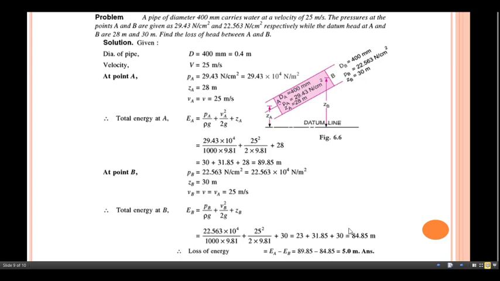Now look at this one and this one. The difference between both these energies is nothing but the loss of head between points A and B. So the loss of energy is the energy at point A minus the energy at point B. The energy at point A is 89.85 minus 84.85, so you get 5 meter.